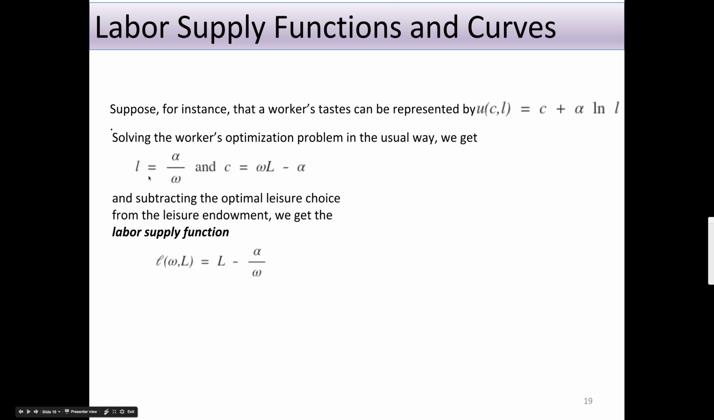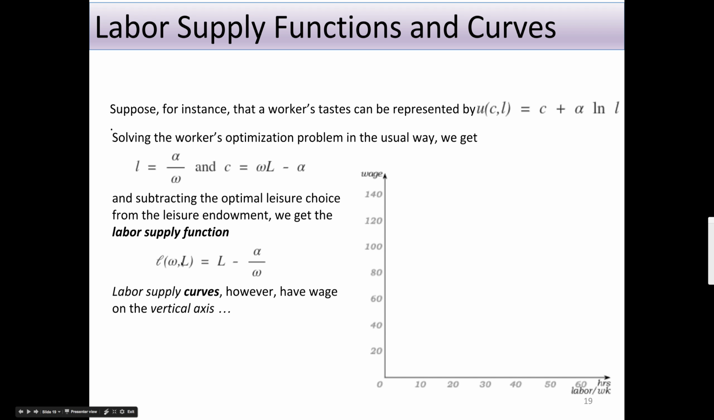All right, so how much leisure is the guy going to demand? He's going to demand alpha over wage, whatever that is. And if I want to know how much labor supply he's going to supply, I just subtract this number from capital L. So my labor supply is just going to be capital L minus alpha over W. That's my labor supply function.